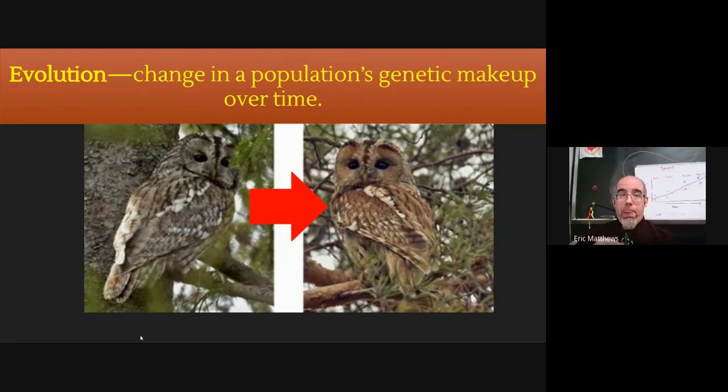So evolution used to be change over time. Now it's a little bit more specific because now we can apply that genetics information. So evolution is defined now as a change in a population's genetic makeup over time. It's changing the A's, the T's, the C's, the G's. It's altering the gene pool. And here you see a wood owl, and these 2 pictures are about 50 years apart. You can just see how, in general, they have become more of a brown color.